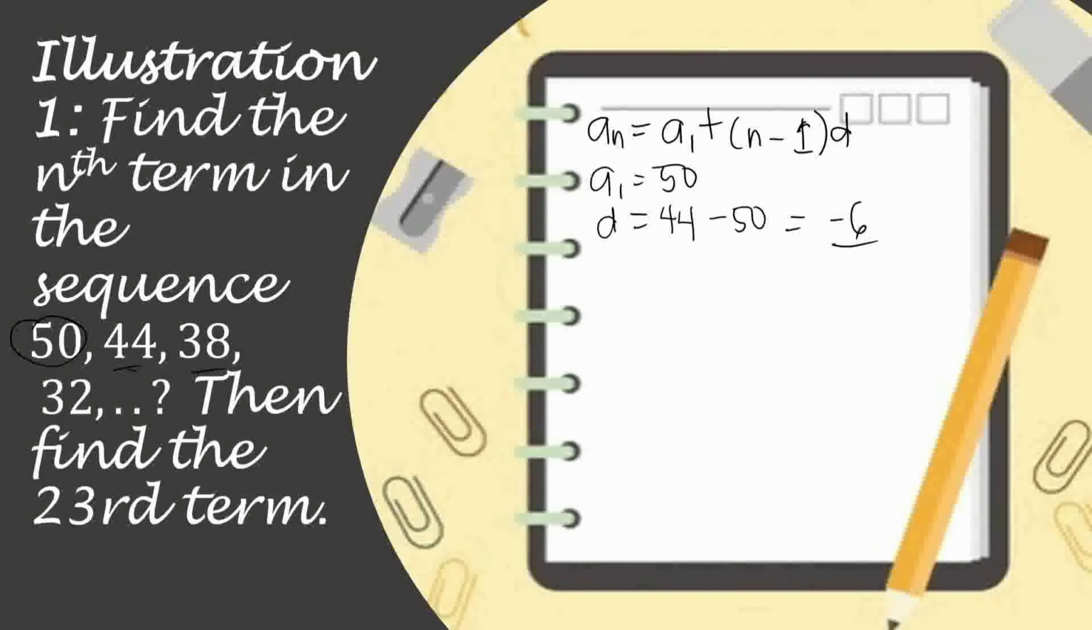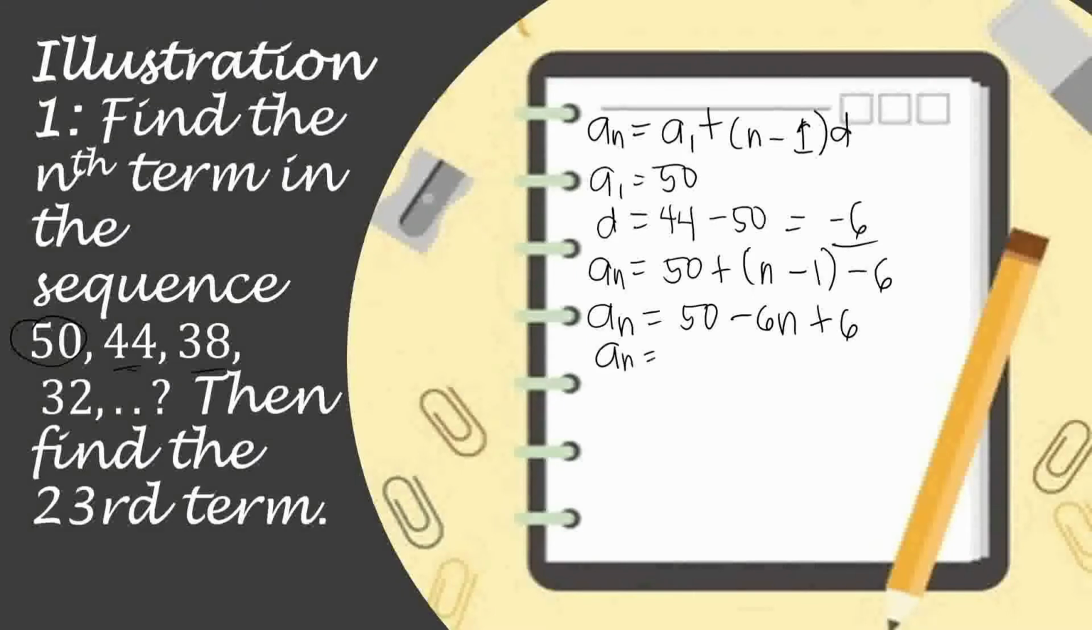So, direct sub na natin, a sub n is equal to a sub 1 which is 50 plus n minus 1 times common difference, negative 6. A sub n is equal to 50, distribute lang natin yung negative 6 sa n minus 1, so magiging negative 6n plus 6. Kaya ang a sub n natin ay magiging 50 plus 6 is 56 minus 6n.